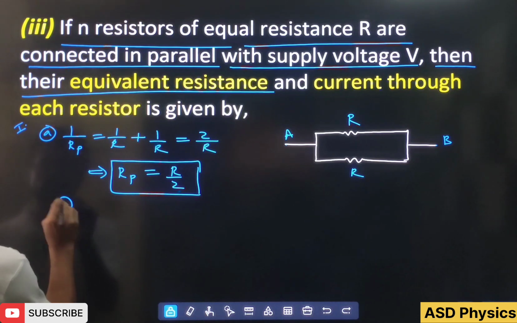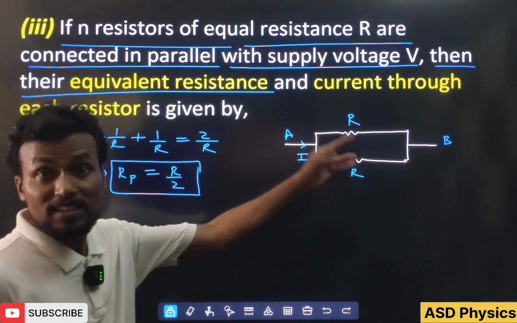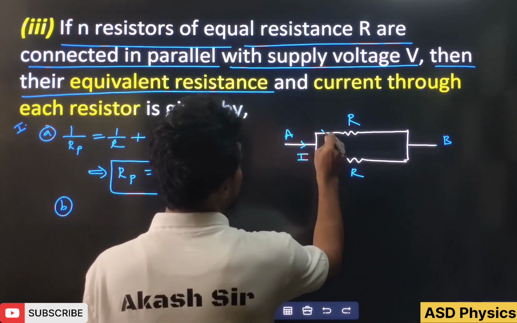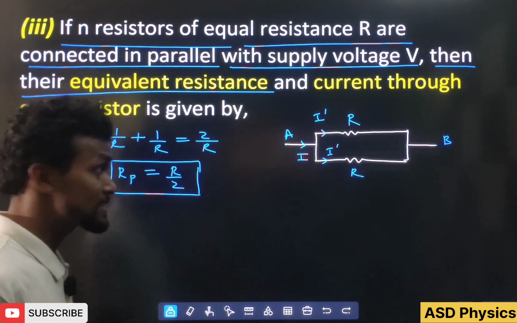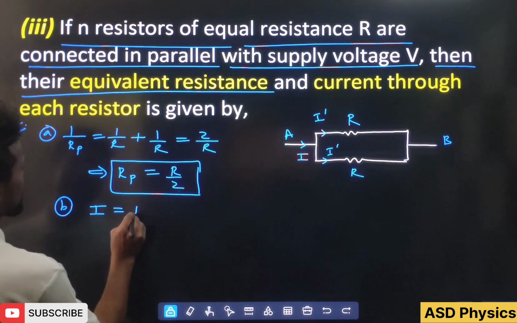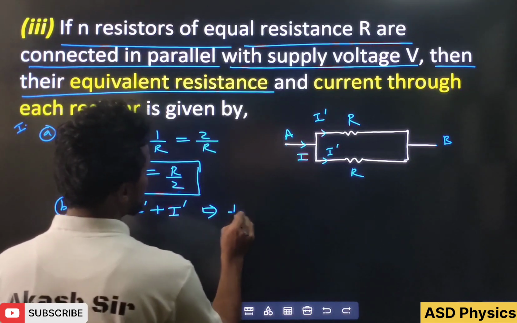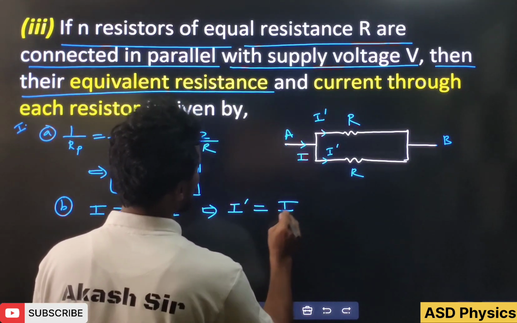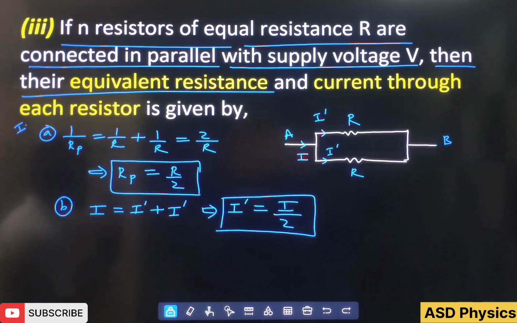Similarly, if I write the current, let's take the current as I. Both sides' resistances are the same, so let's take this as I dash and this as I dash. If I apply KCL, we can write I equal to I dash plus I dash. Then I dash is equal to I by 2. So this is for two resistors connected in parallel.